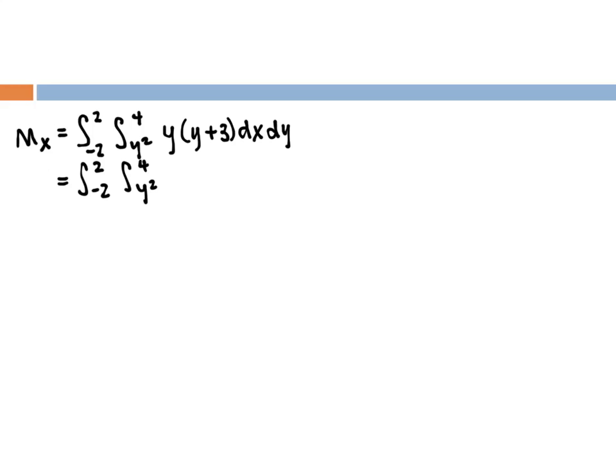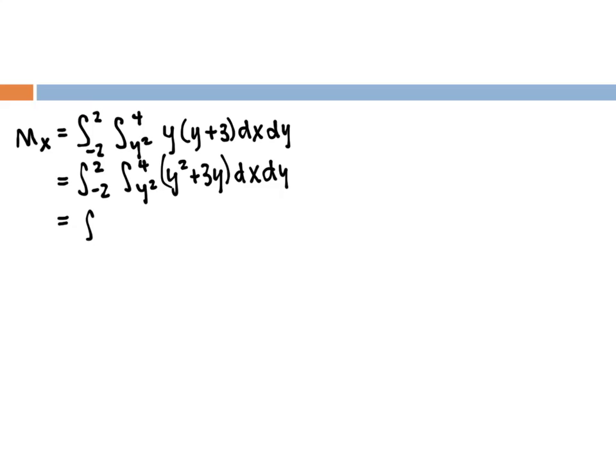So I'm going to go from negative 2 to 2. I'm going from y squared to 4, and those are values for x, of course. And I'm working on taking m sub x, so this should be y times my density, y plus 3, dx, and then dy. So as I'm working through this, I've got a little bit messier expression in the center to deal with. I've got y squared plus 3y that I'm integrating with respect first to dx and then to dy.